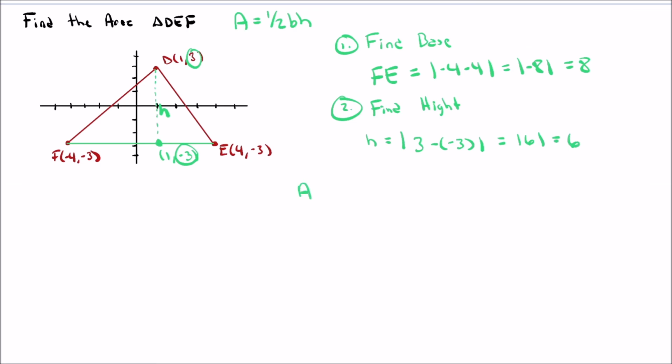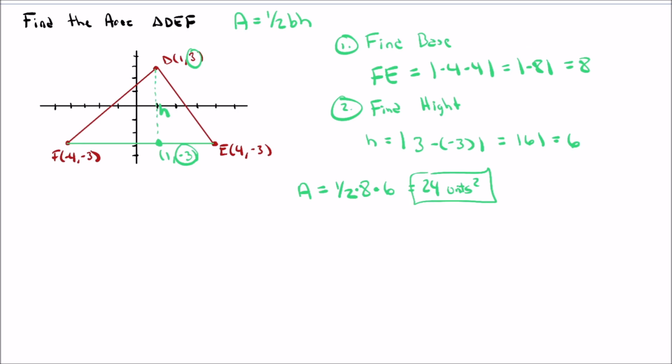And then finally, we're going to plug into the formula for area. So we have 1/2 base times height, which is going to be 8 times a 6. And that is going to equal 24, and then units squared, whatever our units is.